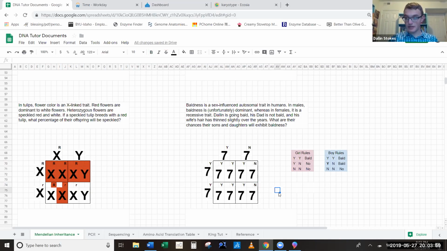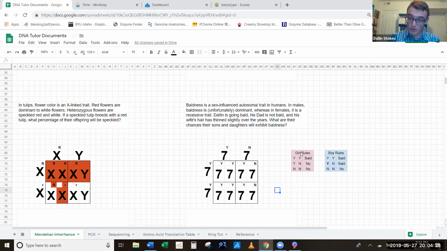We've done our Punnett square. Now what? Well, the question asks us, what are their chances their sons and daughters will exhibit baldness? Notice over here I had to keep track of what gender it was because only these rules applied to males and only these rules applied to females. These are autosomal. Both genders get chromosome 7s from both parents. So all 4 squares apply to both genders.